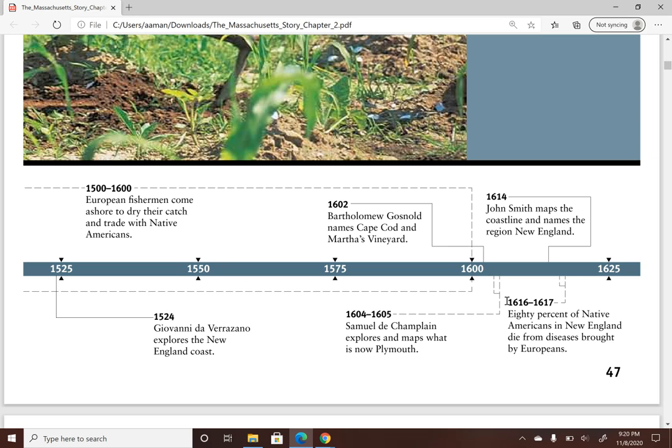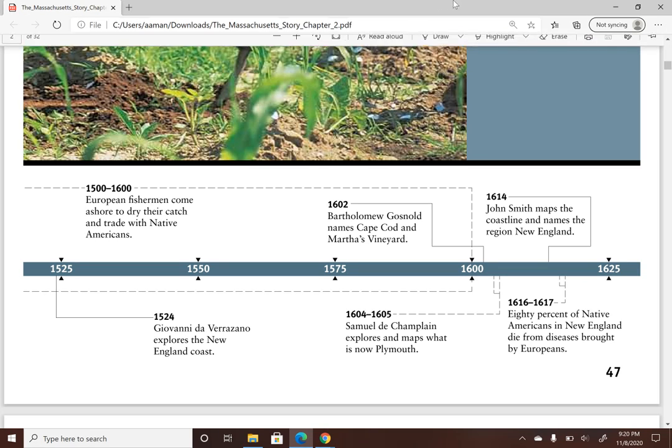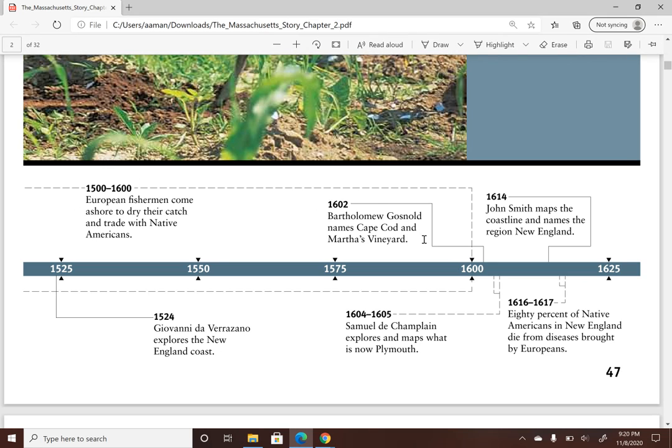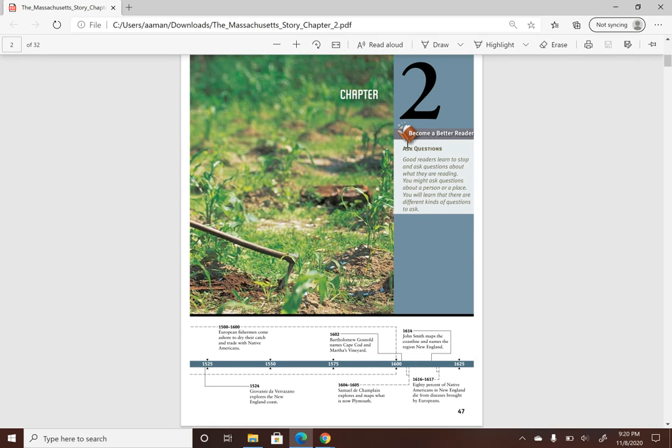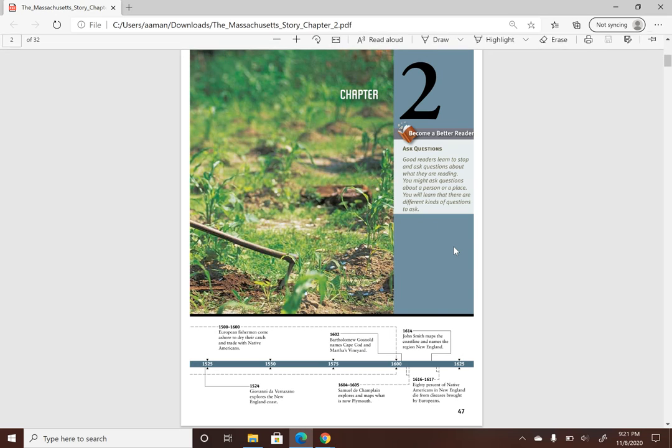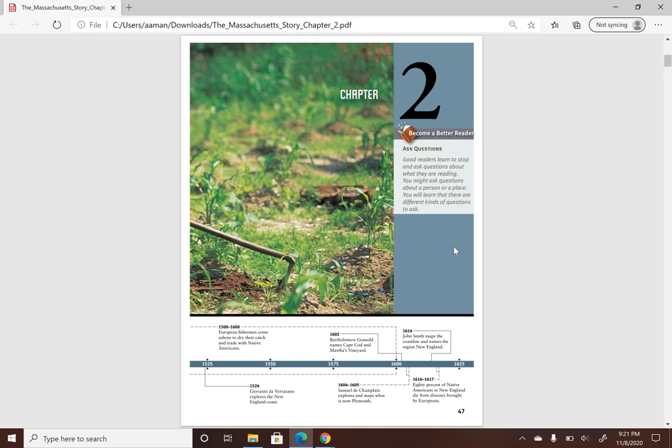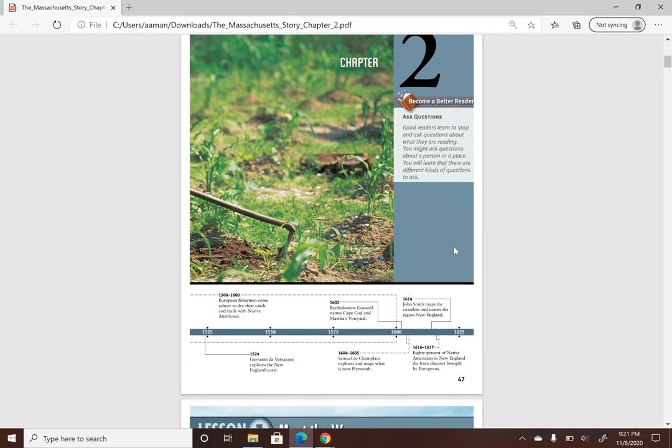Then in 1616 to 1617, 80% of Native Americans in New England die from diseases brought by Europeans. Now that is an unfortunate event that happened, but very important in our history. So hopefully we'll get to learn a little more about what happened in this time frame. So let me zoom back out to our first page, and it says, become a better reader. Ask questions. Good readers learn to stop and ask questions about what they are reading. You might ask questions about a person, a place, or a thing. You will learn that there are different kinds of questions to ask. I know that we can all ask questions throughout this story.